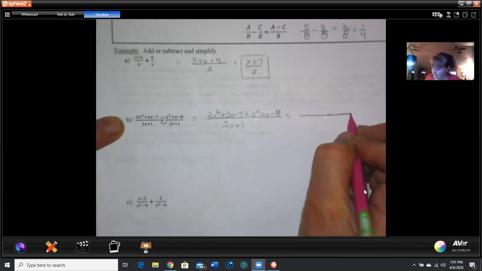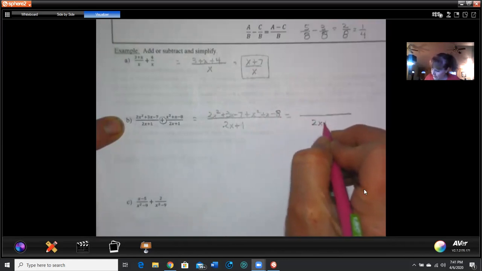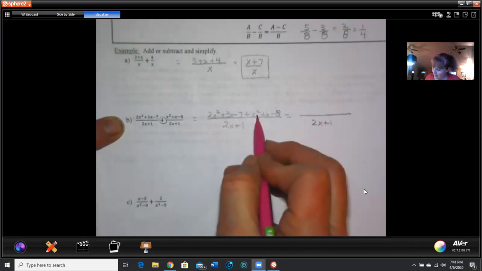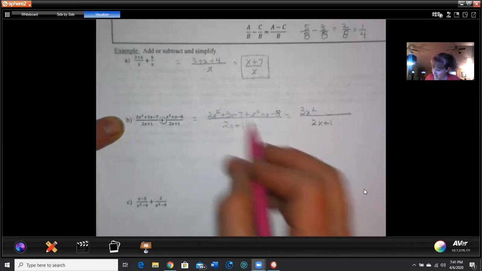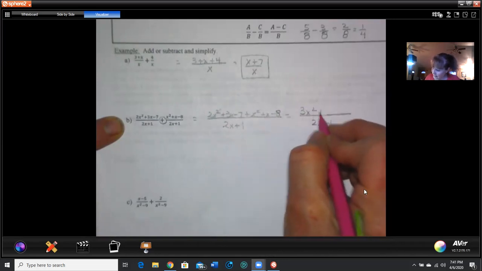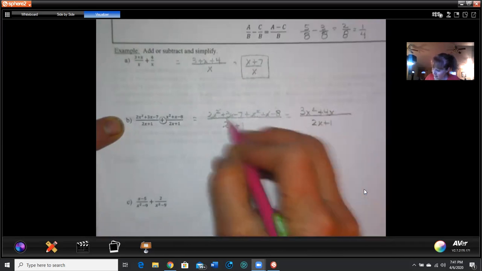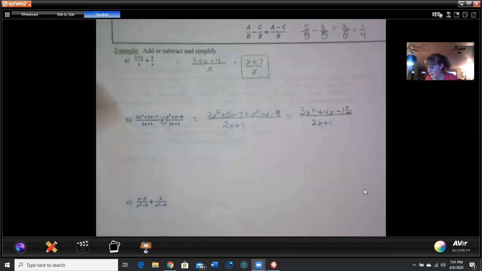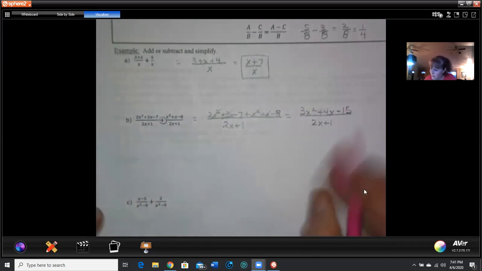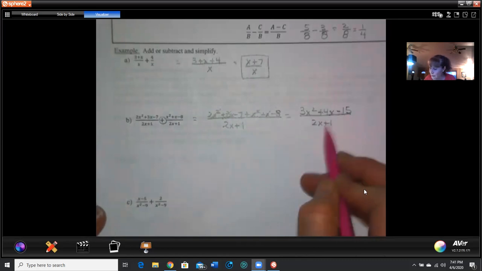And I'm going to combine the like terms. So we end up with 3x squared, adding the x squareds. Now let's see, our x's give us plus 4x. And minus 7 and a minus 8 give you a minus 15. Now, the key is, can you reduce this? Would you be able to factor this out and come up with something that would cancel with this?